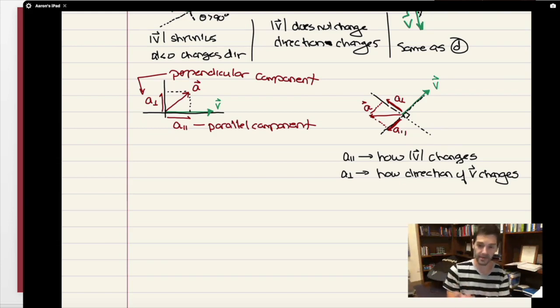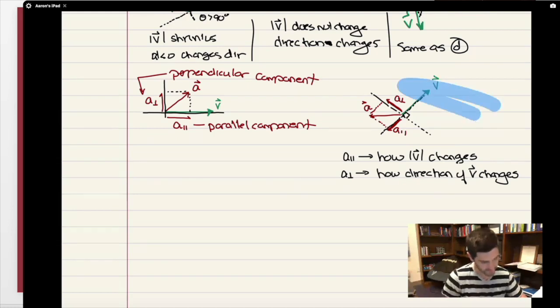There's a horizontal component and a vertical component relative to that vector, and those 2 components are telling you how the vector changes. Remember, a vector is both a magnitude and a direction. So a vector can change either by changing its magnitude or changing its direction. This is giving you how that is accomplished. The parallel component changes the magnitude. The perpendicular component changes the direction. I think that's even worth a highlight. We'll just highlight this entire thing.